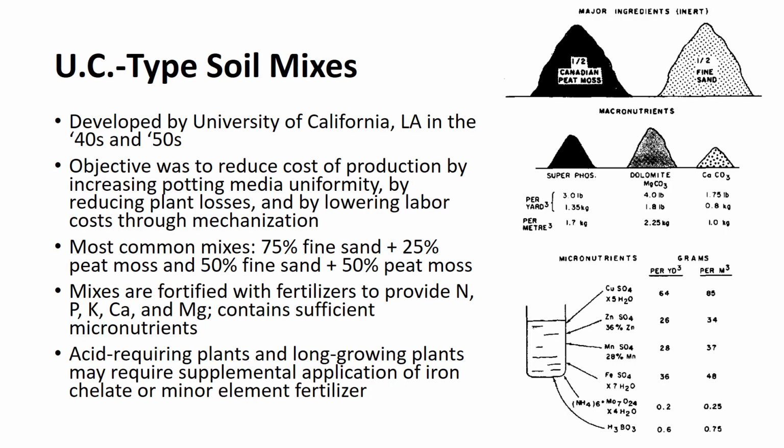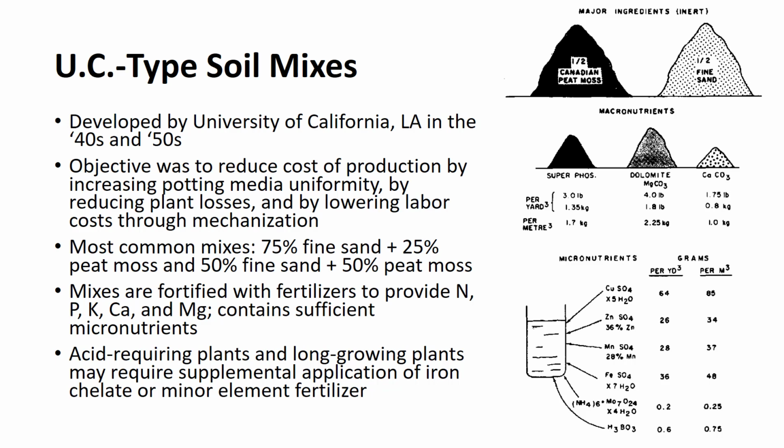The UC system for producing healthy container-grown plants was developed at the University of California, Los Angeles in the 1940s and early 1950s. The primary objective of the system was to reduce the cost of production by increasing potting media uniformity, by reducing plant losses, and by lowering labor costs through mechanization. The two most commonly used mixes are 75% fine sand plus 25% peat moss and 50% fine sand plus 50% peat moss. The UC mixes are fortified with various fertilizers to provide an available supply of the major nutrients, nitrogen, phosphorus, potassium, calcium, and magnesium.